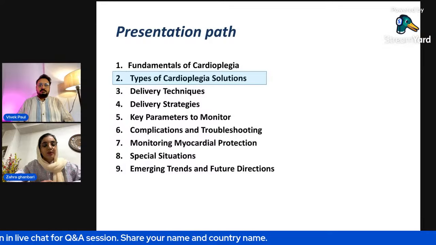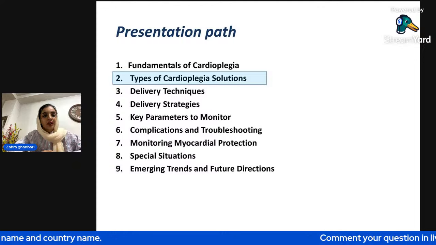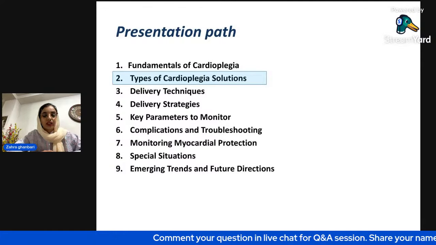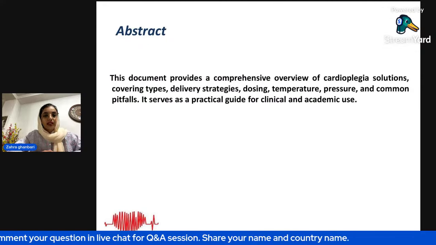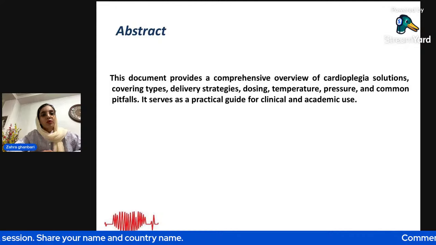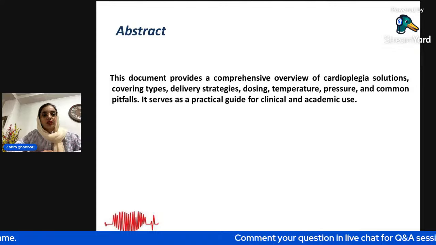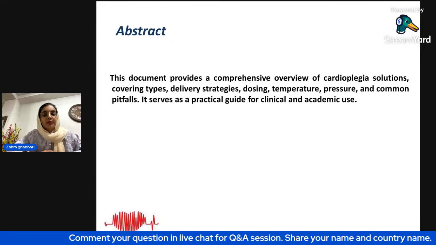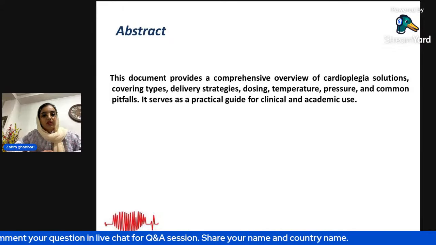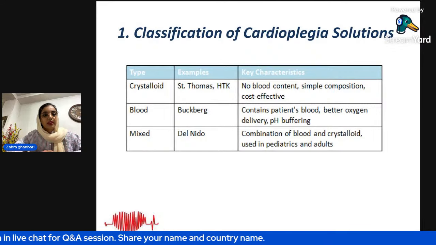This is the presentation path that we talked about in the last session. We want to talk about the second session, types of cardioplegia solution, completely in this session. This slide is an abstract of this session. We provide a comprehensive overview of cardioplegia solution covering type, delivery system, and delivery strategies, actually temperature, pressure, and common pitfalls.